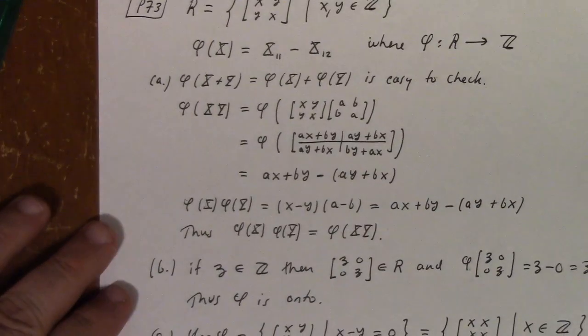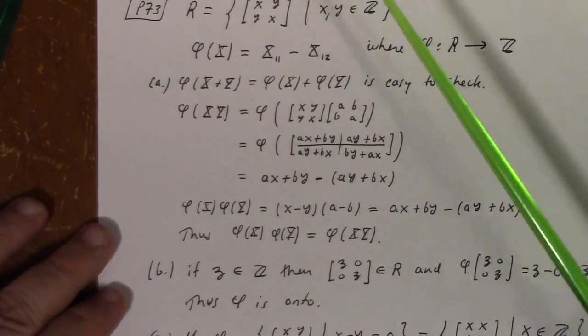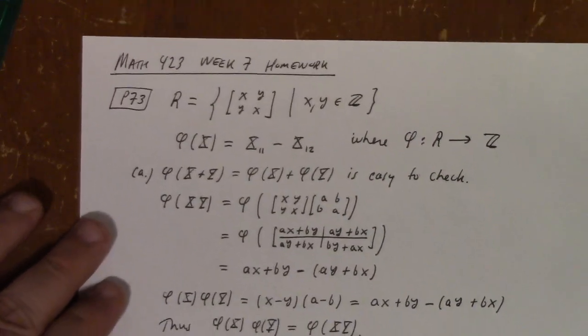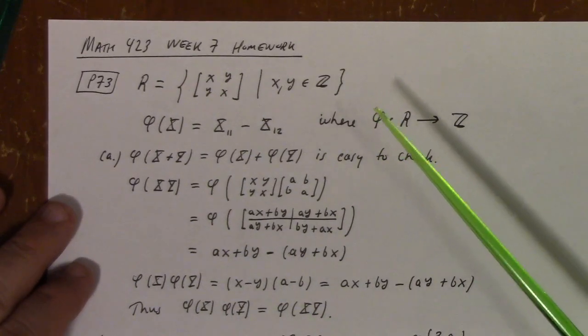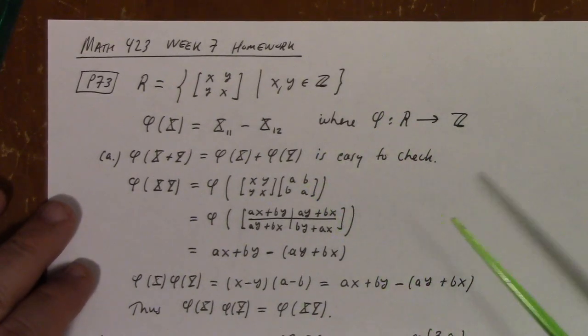Let's see here, what else can I tell you? I'll let you guys think about 77. 78's not really that bad either. 73, let me just talk about 73 briefly here. So you can check, yeah, I mean, it's a homomorphism.